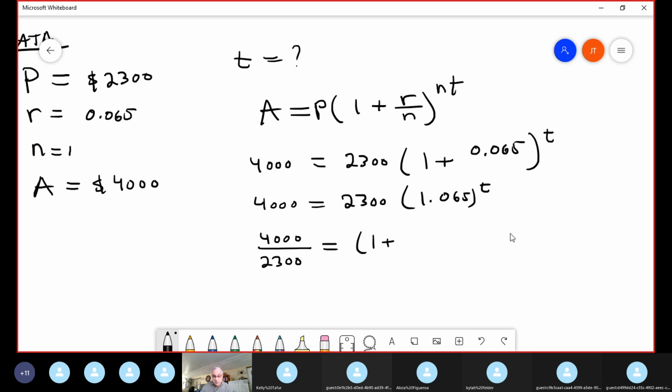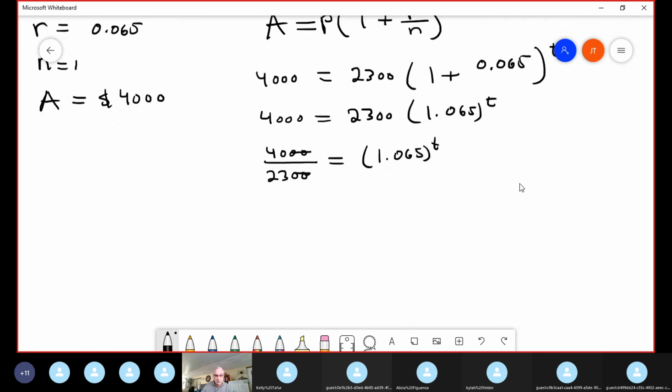We have 1 plus 1.065t. We can cancel out the 20s. And we have 40 over 23 equals 1.065 raised to the t.